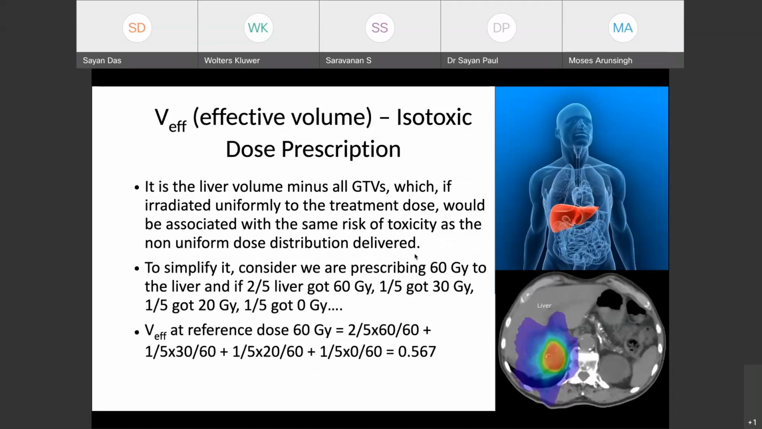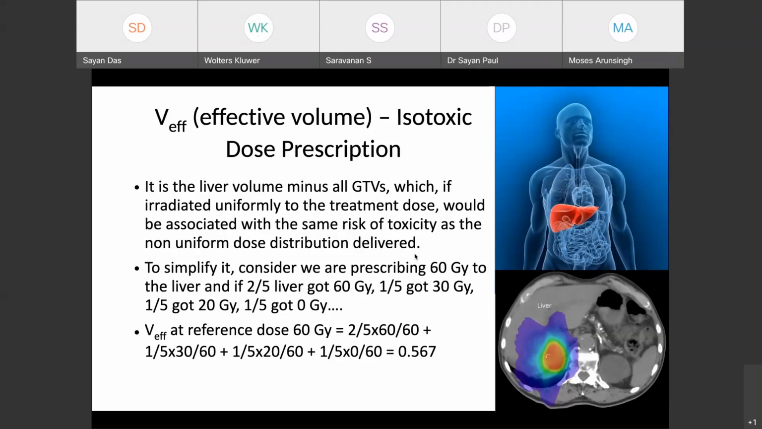This is something different which one must get a grip of to understand how to deliver radiotherapy for liver tumors. The standard dose prescription that we often use is based on size. For other sites, such as brain tumors, depending on the size, we decide what dose is to be delivered. For liver tumors, there is a different concept, which is called the isotoxic dose prescription. This concept was based on the seminal work by Professor Laura Dawson.